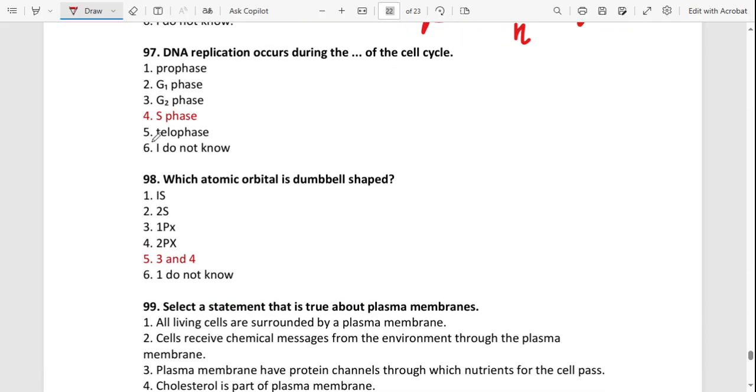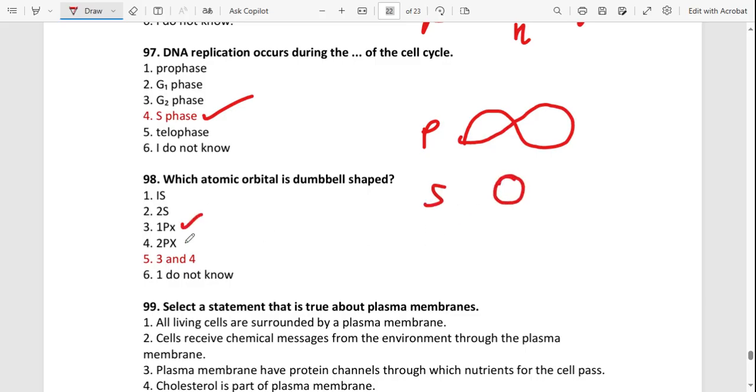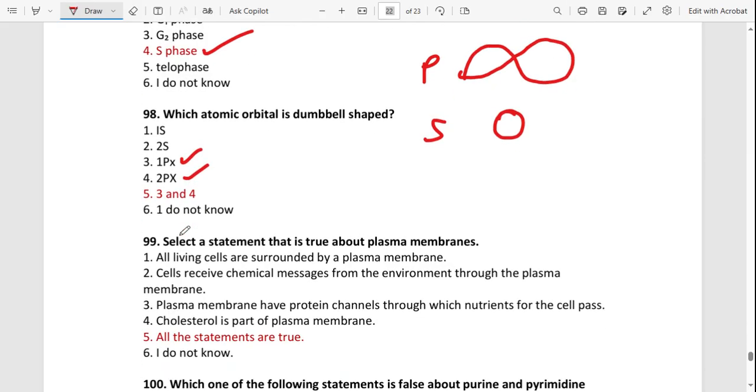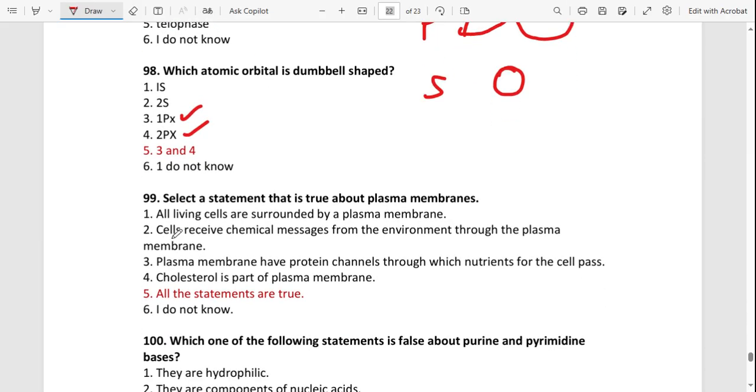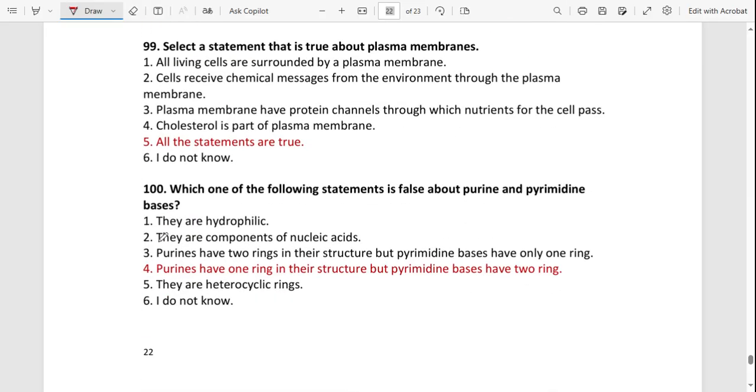DNA replication occurs during the dash of the cell cycle. We say that's the S phase. Which atomic orbital is dumbbell shaped? It is the p orbital. It's like this. This is how a p orbital looks like. That's the dumbbell shaped. The s orbital is oval. So it doesn't matter which p orbital, as long as a p orbital, whether 2px, 2py, 2pz.